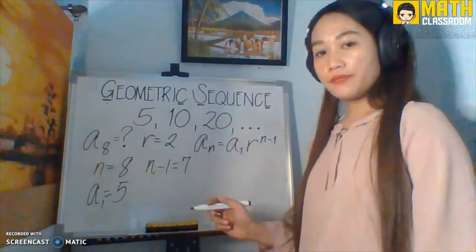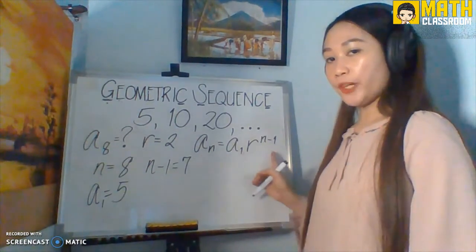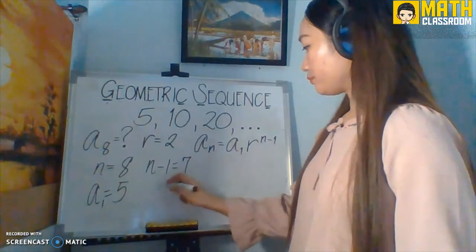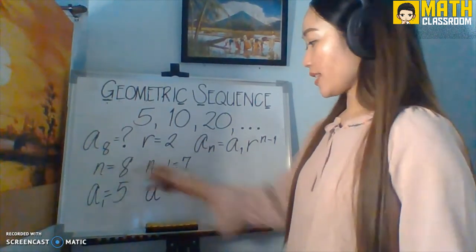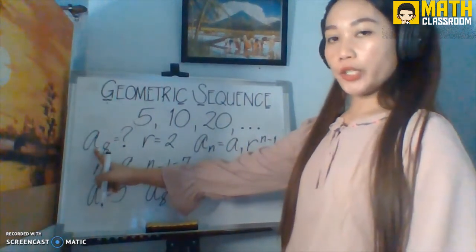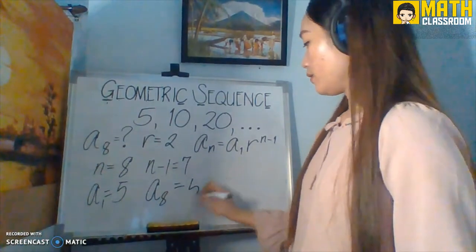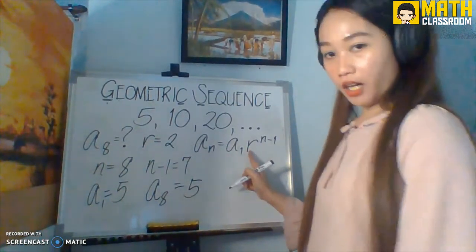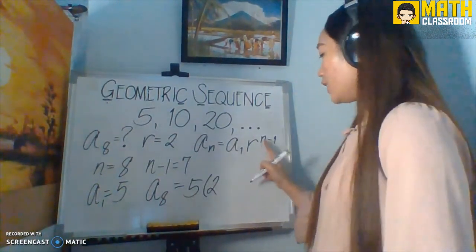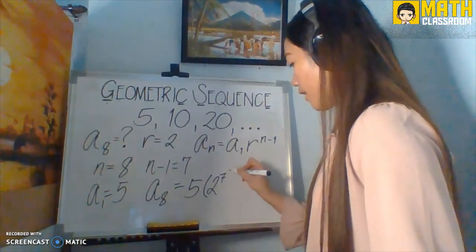So what we need to do now is to substitute all of this to the given formula. So we have a sub n, which is 8, because we are looking for a sub 8 or the 8th term, equals a sub 1, which is 5, multiplied by r, which is 2, raised to n minus 1, which is 7. So 2 raised to 7.